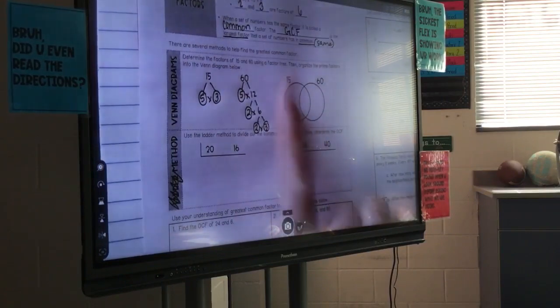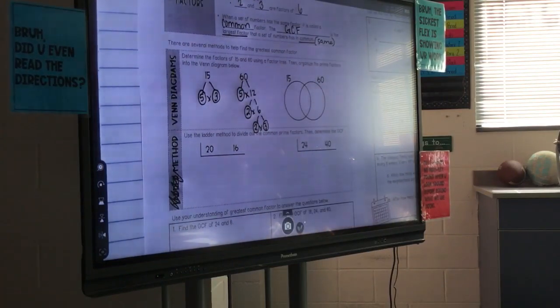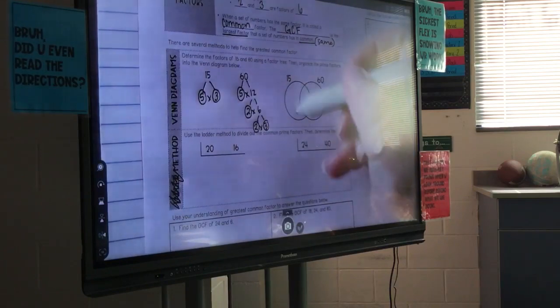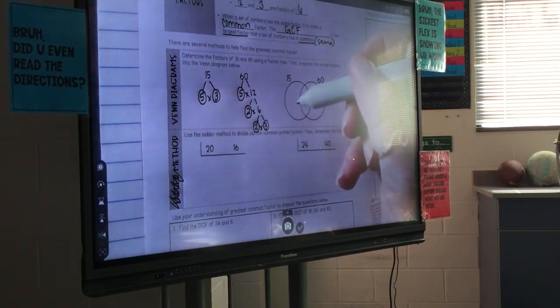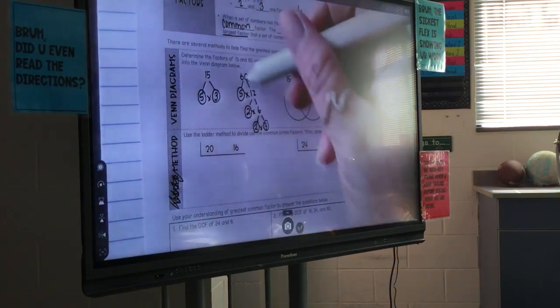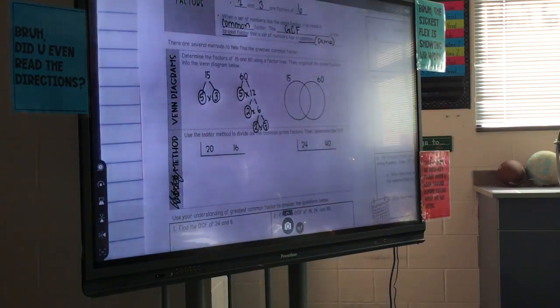All right, so now when you take this information and put it into a Venn diagram, you put all the numbers that are not the same for 15 over here. Well, what do you notice about the two numbers for 15 and the numbers for 60? Ansley?